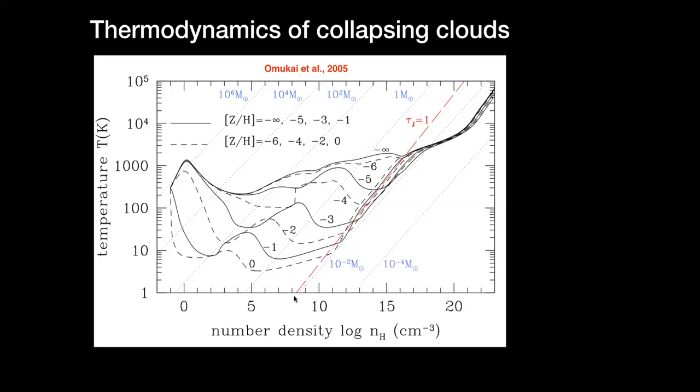As we discussed, in the initial lower density cases, the thermal evolution could be isothermal. But by the time we reach this red line, we see that the temperature starts increasing. It's no longer isothermal, and then you are entering into the adiabatic phase of collapse.